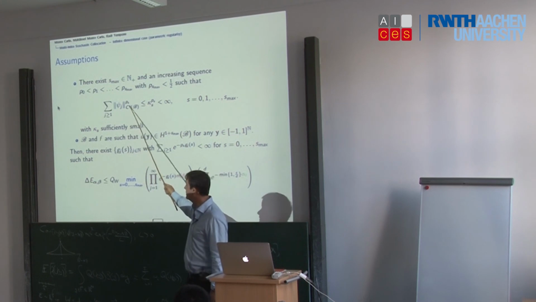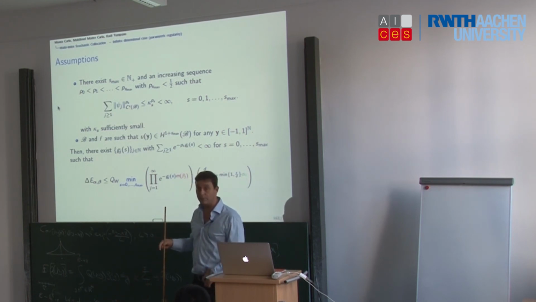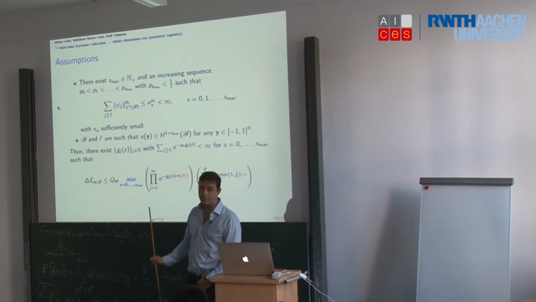So small p_s, good problem. Large p_s, bad problem. Large s here, good problem, because I can take many derivatives and can still get something bounded. So large s, small p_s, good problems, and vice versa, okay?